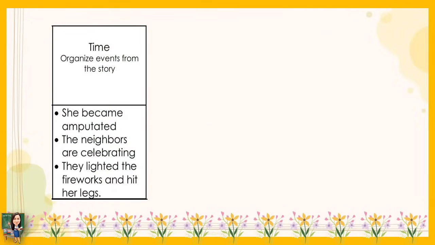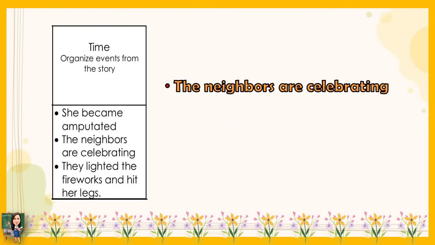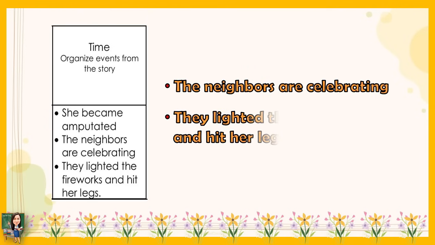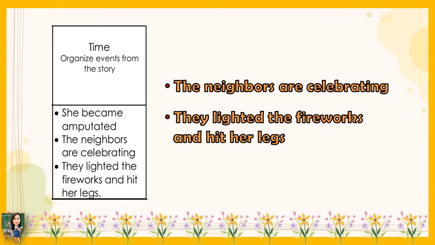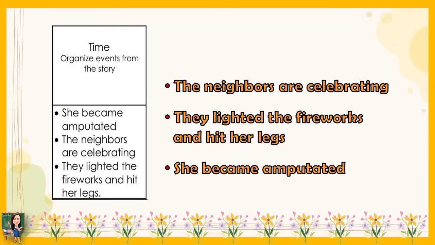And for the time, organize events from the story. From the story, the first event is the neighbors are celebrating. The second event is they lighted the fireworks and hit her legs. And the third event is she became amputated.